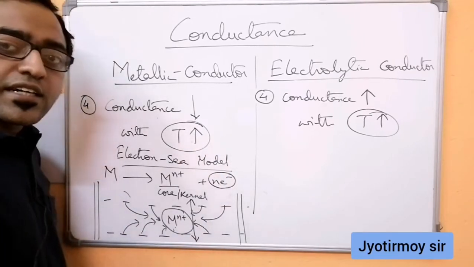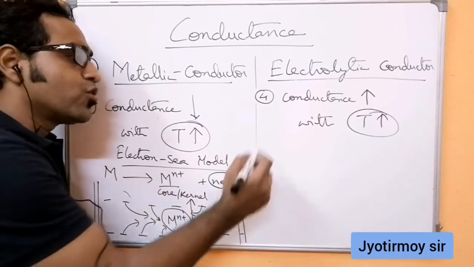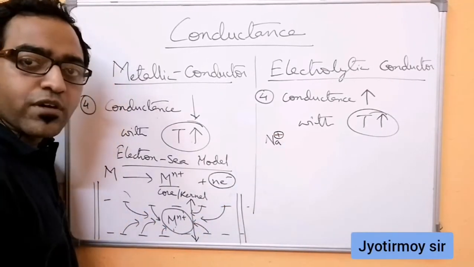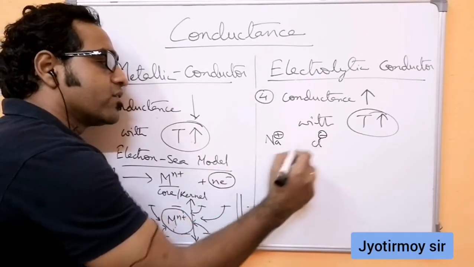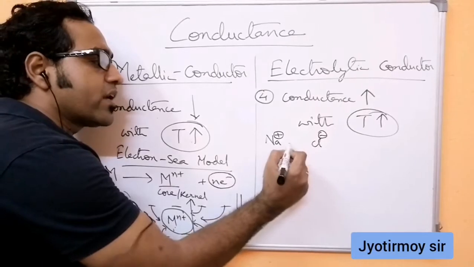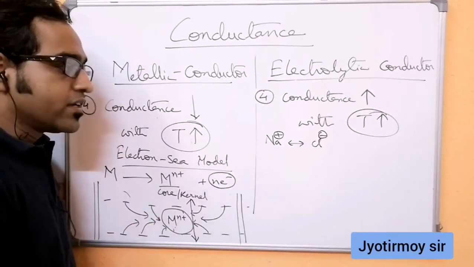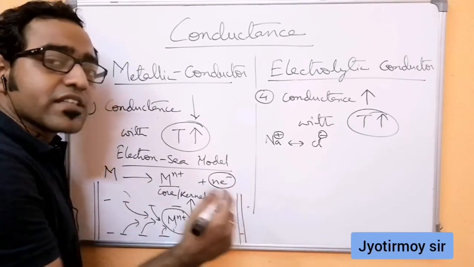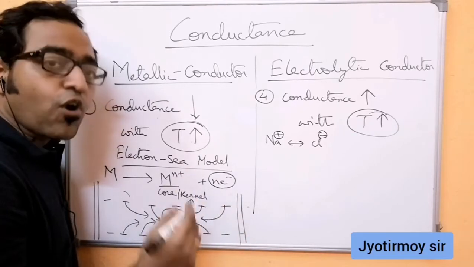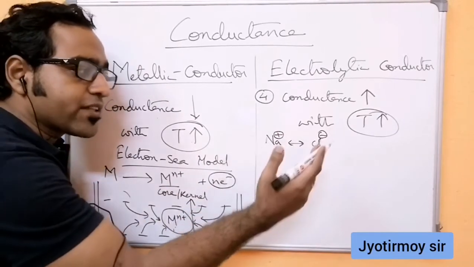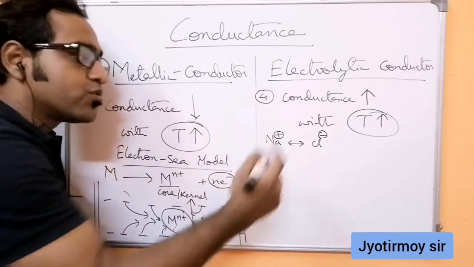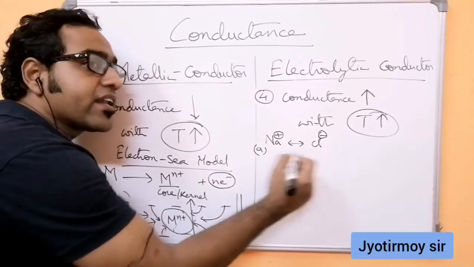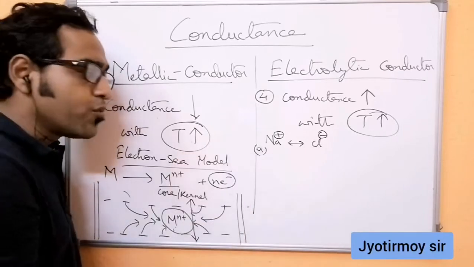In case of electrolytic conductor, we have to consider so many things. Suppose you have sodium chloride. The moment you dissolve sodium chloride, you have sodium ion and chloride ion. Now between this sodium ion and chloride ion, there is an attraction force. If the attraction between the cation and the anion is very strong, then the cation will show difficulty in its movement towards the cathode, and the anion will move slowly towards the anode. So this is the first point: stronger the ion-ion attraction, weaker is the ionic mobility.